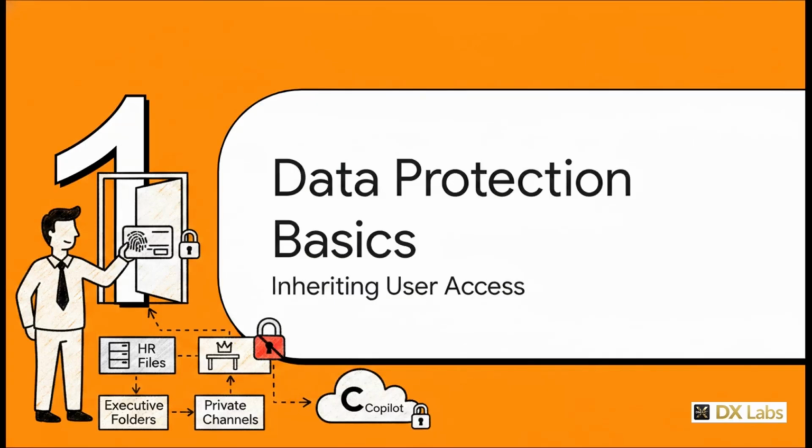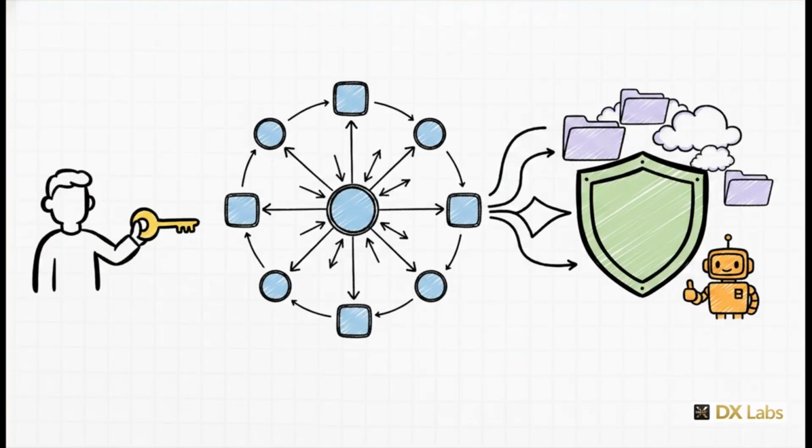Section 1. Copilot Data Protection Basics. Okay, think of Copilot like an employee with an office building keycard. That employee can only enter the rooms their specific keycard is authorized for, right? Well, in technical terms, this data retrieval operates through Microsoft Graph. That's the Application Programming Interface, or API layer, supporting all of Microsoft 365. The access check happens right there in the flow.